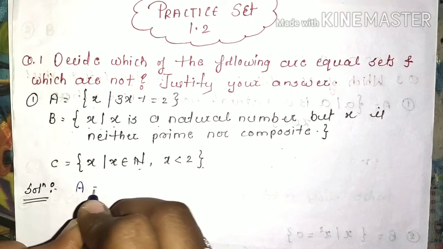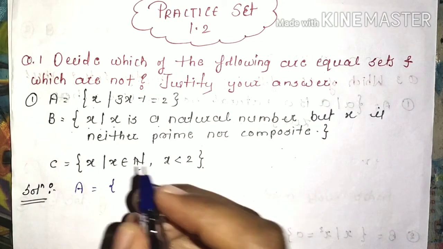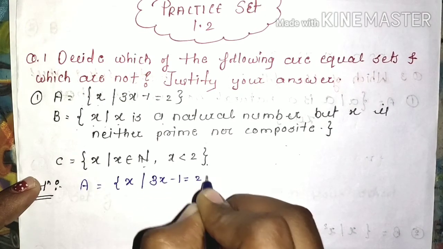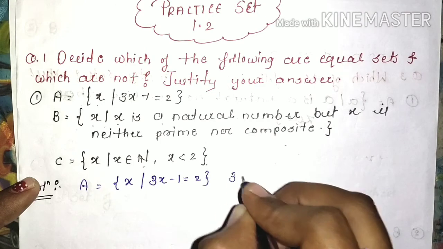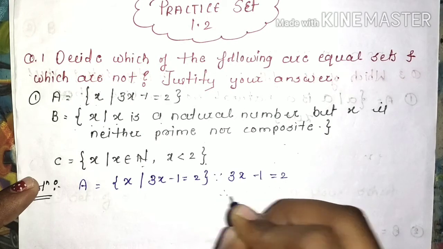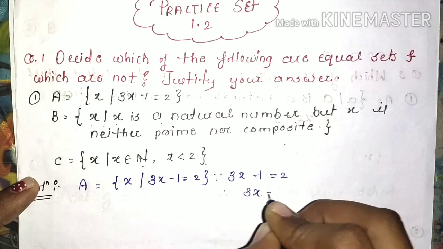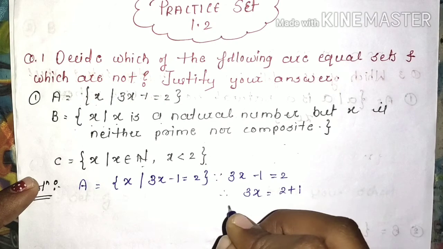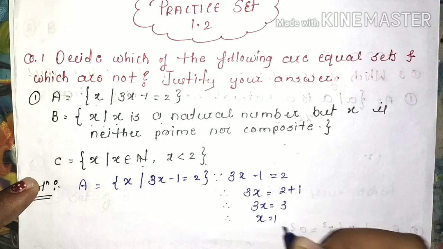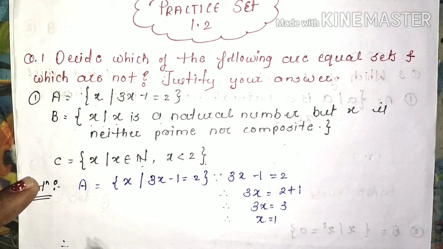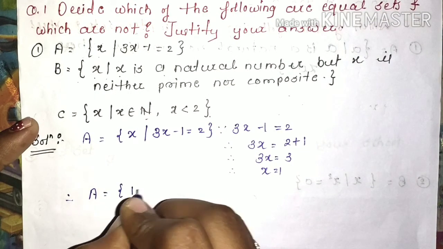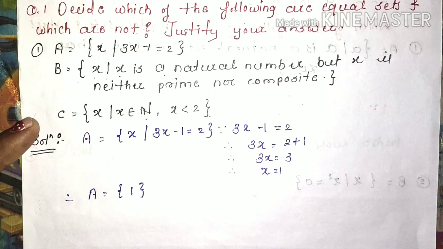Set A we have x such that 3x minus 1 equals 2. So पहले हम लोग को ये जो इक्वेशन है वो सॉल्व करना होगा. Since 3x minus 1 equals 2, hence we have 3x equals 2 plus 1, that is 3x equals 3, hence we get x equals 1. So यहाँ पे set A में एलिमेंट क्या आने वाला है, only the singleton element, that is 1.